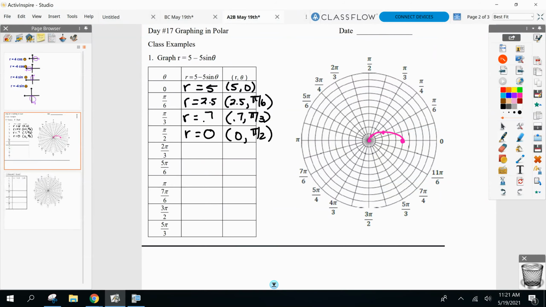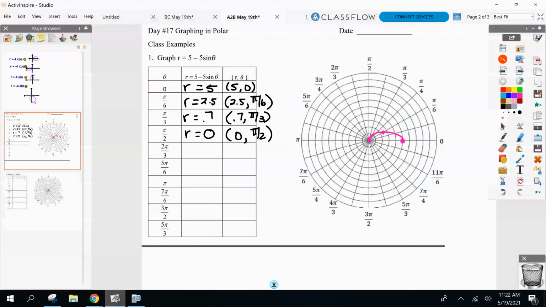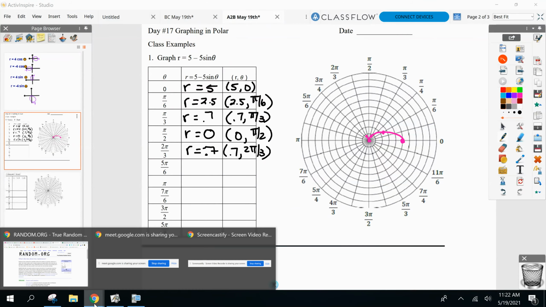Keep connecting. All right, how about 2 pi over 3 now? Caroline, when you're ready, nearest tenth. 0.7. 0.7 again, good. None of these have been negative yet, none of them. So we shouldn't have to go on the opposite side of the angle. So 2 pi over 3, 0.7. I'm not going opposite yet. Don't need to. All right, 5 pi over 6.